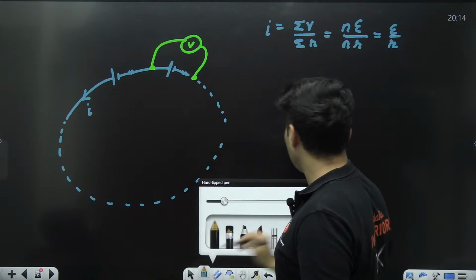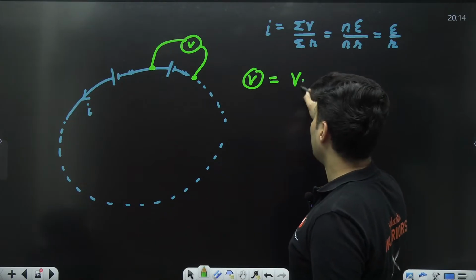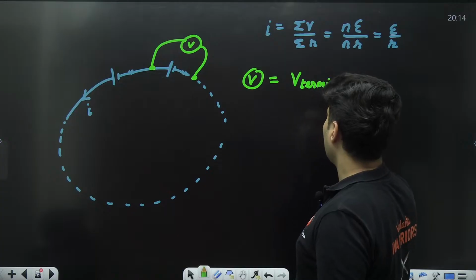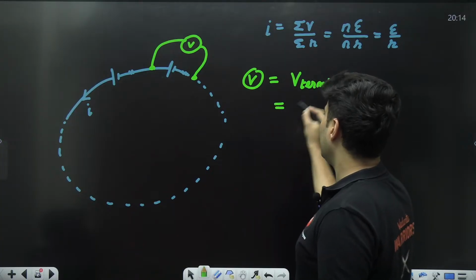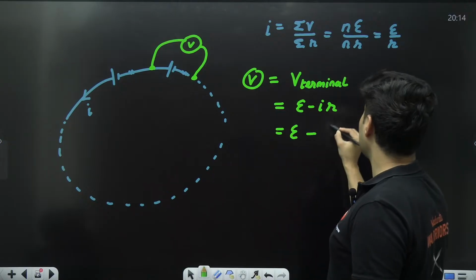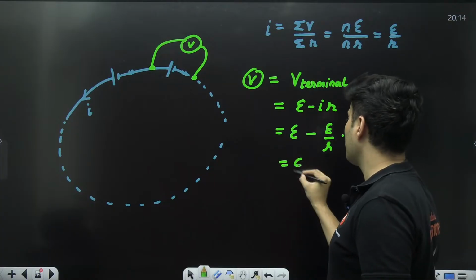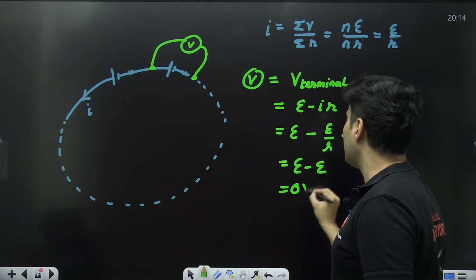In order to measure this voltage, the voltmeter reading is basically the terminal voltage across a cell. The terminal voltage is E minus IR. But I is nothing but E by R, and this R is as it is. R and R cancel, so it just becomes E minus E, which is basically 0 volts.